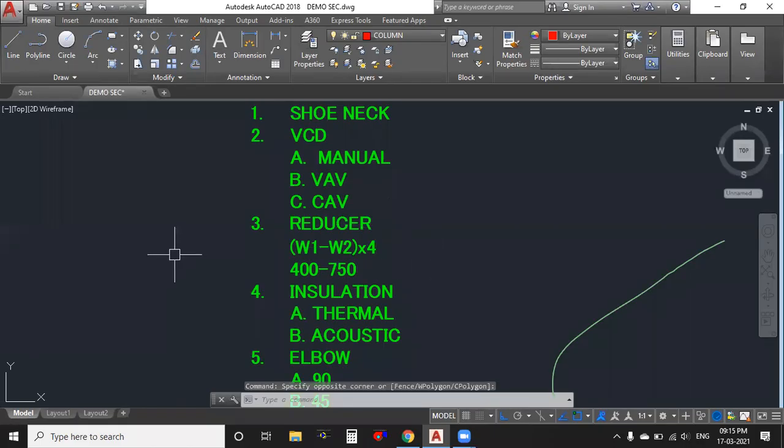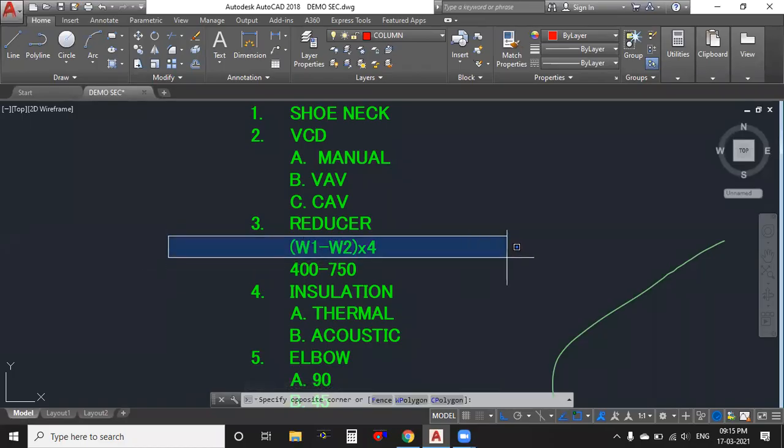The reducer formula will be W1 minus W2 into 4. Is the reducer formula a square meter value? No, this is to find the reducer size, how much size of reducer we have to give. So reducer size we get by W1 minus W2 into 4. Do you mean by size the length of the reducer? Yes, length of reducer. Here I am taking it briefly, then one by one we are going to discuss each part. There I'll take you through it in brief. Just now I'm giving you an idea.